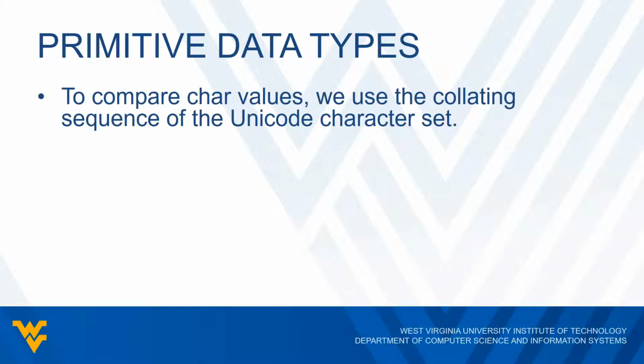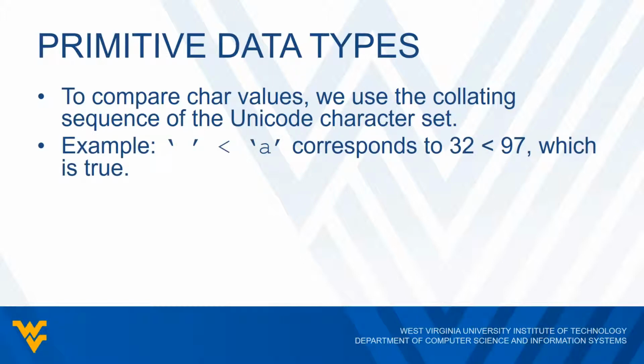Now, if we want to compare character values, we need to use the collating sequence of the Unicode character set. So we take each letter, we map it to its collating sequence, and then we do the comparison. For example, let's say I want to compare a blank space with the letter A, and I want to see if the blank space comes before the letter A. Well, we would map the collating sequences. The blank space corresponds to 32. The letter A corresponds to 97. Since 32 is in fact less than 97, blank space less than A is in fact true.